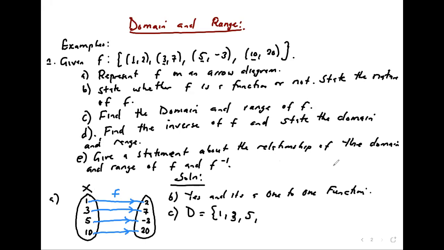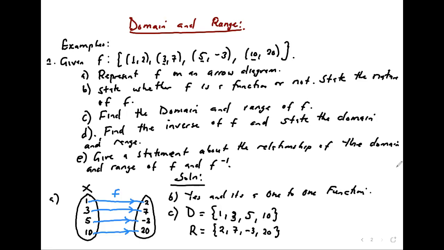Find the domain and range. Okay, see domain. Now domain is the x, and range is always y. So the x domain means all the first numbers in here: 1, 3, 5, 10. Range: 2, 7, -3, 20. But the order does not matter in sets.